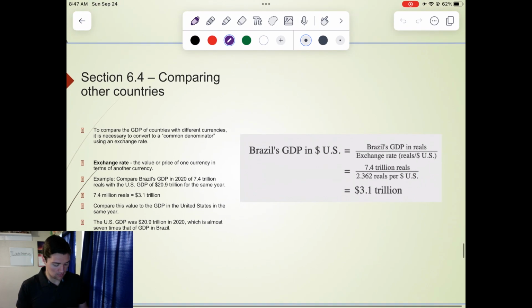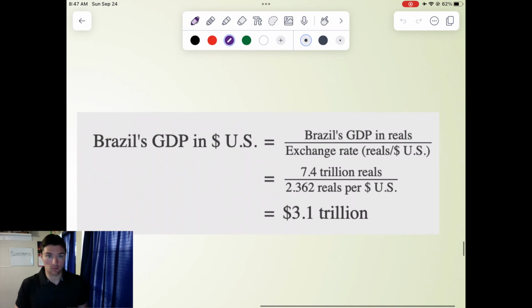So all you're going to do is look up what the exchange rate is between the United States dollar and the real, and then it would give you a number. So here, 2.362 reals for every dollar. So for every single dollar that you have, that is the same as 2.362 reals. Okay? So once we have the exchange rate, we just take the GDP divided by the exchange rate, and that'll give us the GDP for Brazil in US dollars.